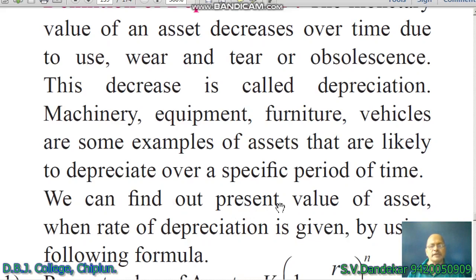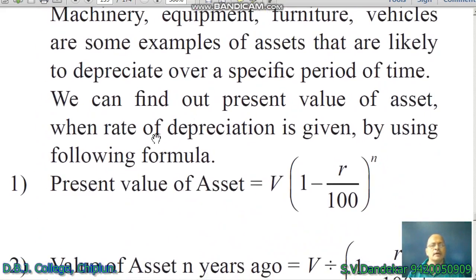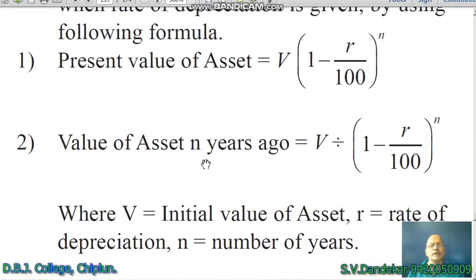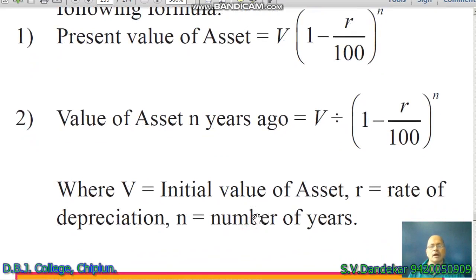We can find out the present value of an asset when the rate of depreciation is given by using the formula: present value of the asset is equal to V into (1 minus R by 100) raised to N. The value of the asset N years ago is equal to V divided by (1 minus R by 100) raised to N, where V is the initial value of the asset, R is the rate of depreciation and N is the number of years.